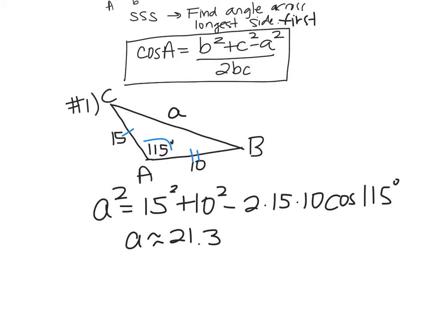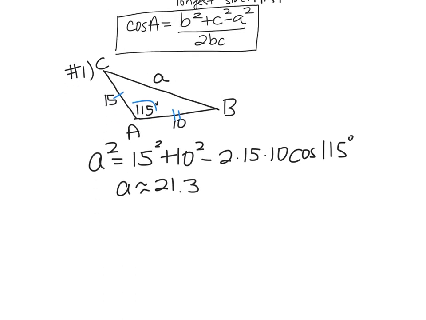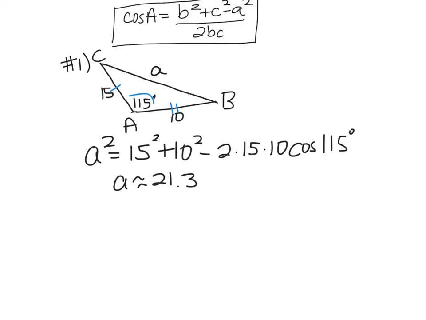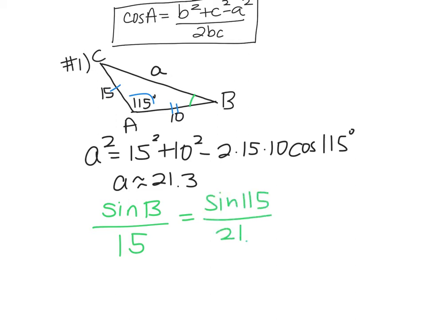All right, is that what you got? Yeah. Okay, I see it on my paper. Then what you do from here is you go back to law of sines. You just use the law of cosines once, and now you have that ratio, and you can find the rest of it. Okay? So let's go ahead and find angle B next. So we'll do the sine of B over 15 equals the sine of 115 over 21.3.